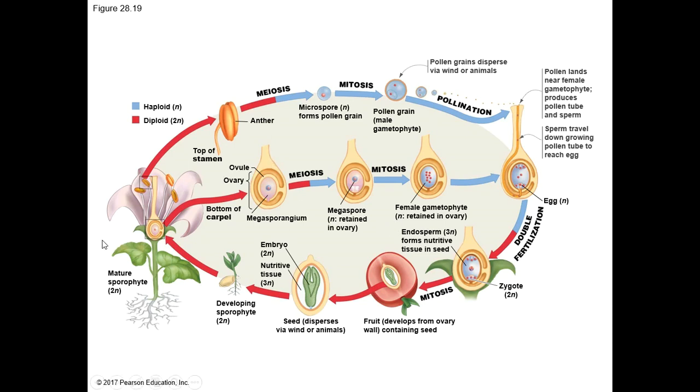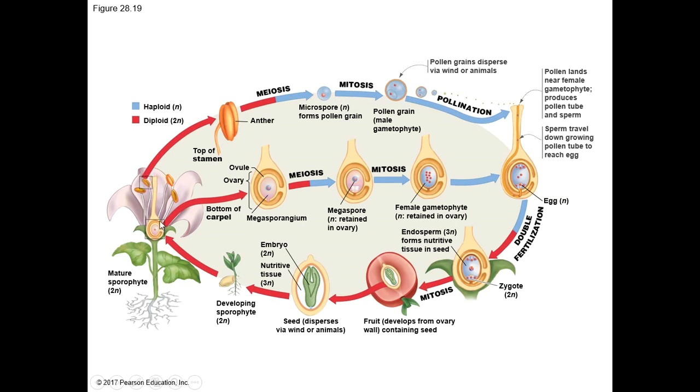So you've got your flower, and there's the stamen here, and this is the male part. And if you focus on top of the stamen, there's the anther. Meiosis takes place in the anther to form microspores. Microspores become pollen, the male gametophyte, and then the pollen is going to be dispersed. So where does it go? Well, it can either go back to the flower itself, or it can go to other neighboring flowers.